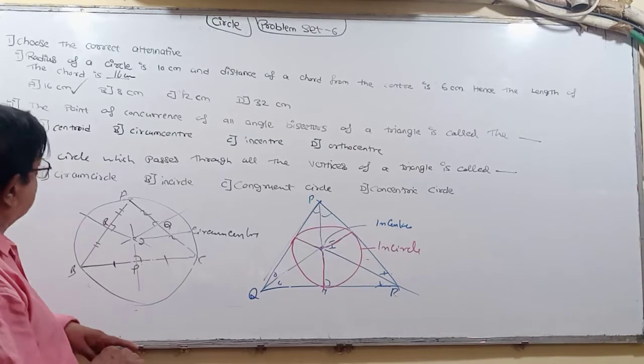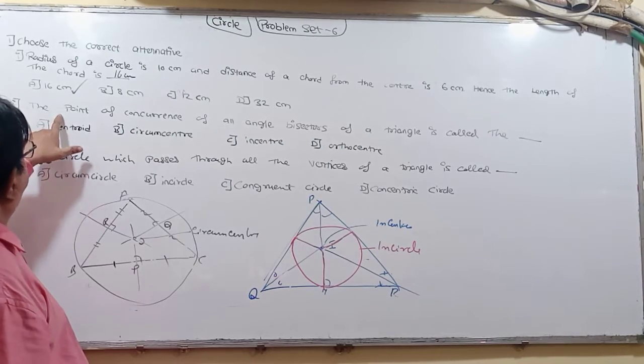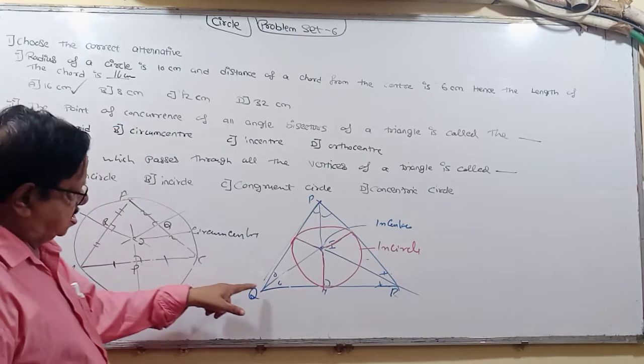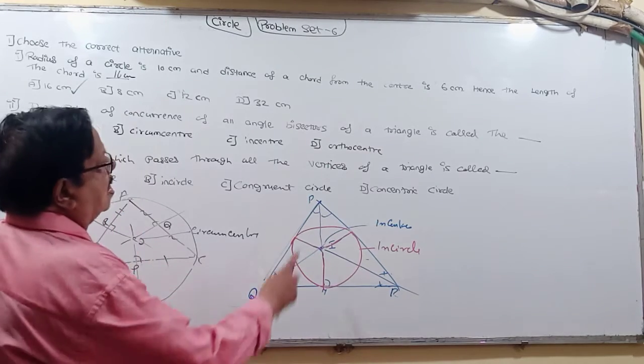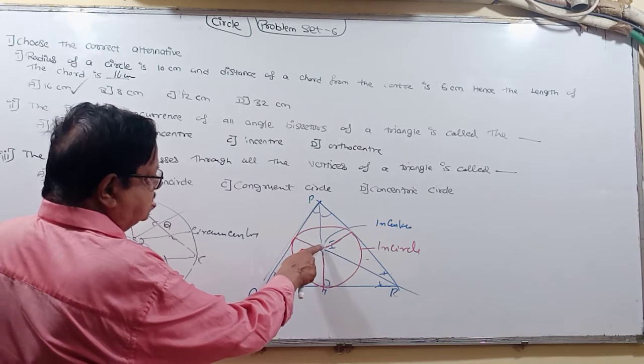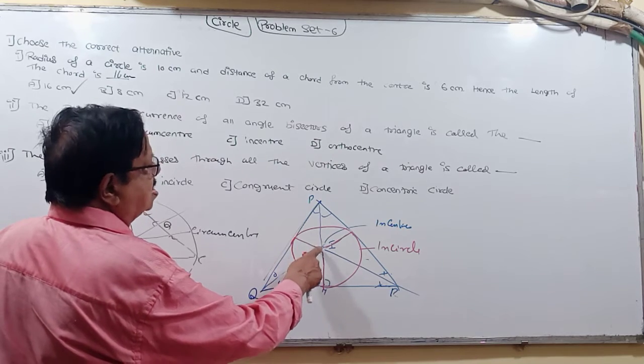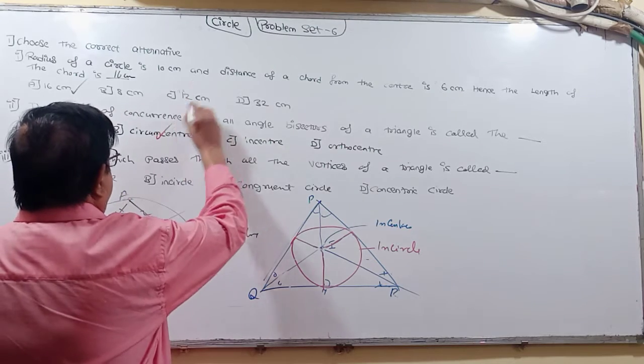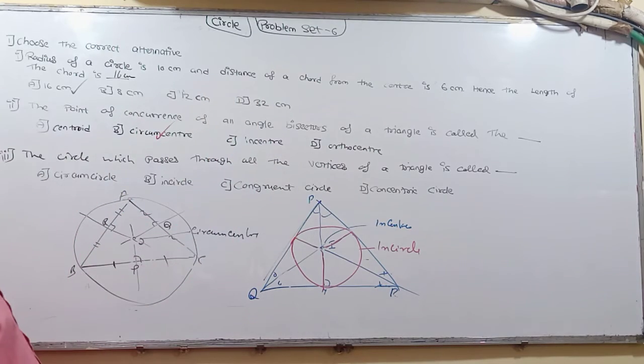Now I will come back to the question. The point of concurrence of all the angle bisectors, these three angle bisectors of a triangle, is called the incenter. This point is called the incenter. So we will tick mark incenter. Incenter is the right answer.